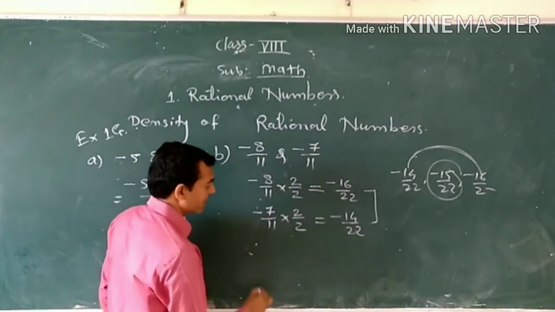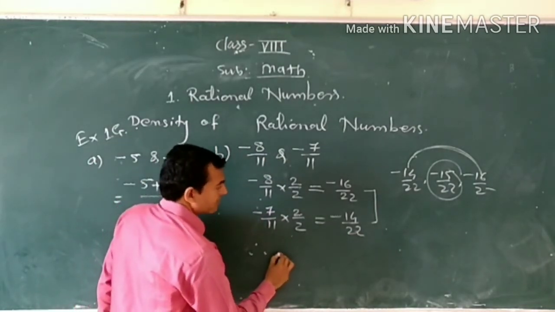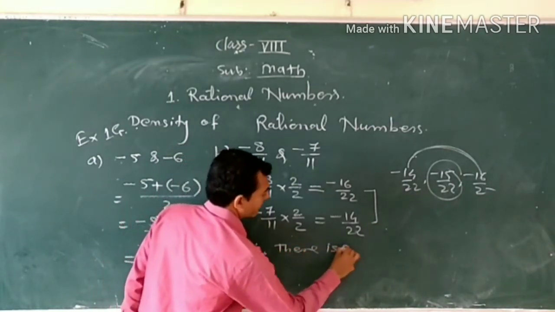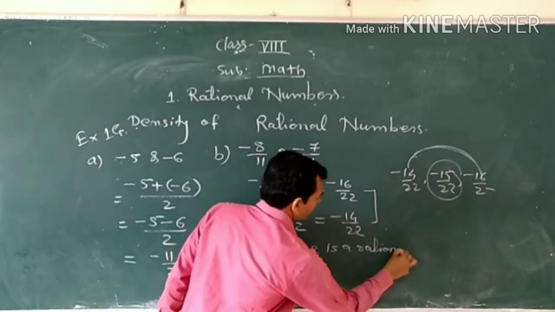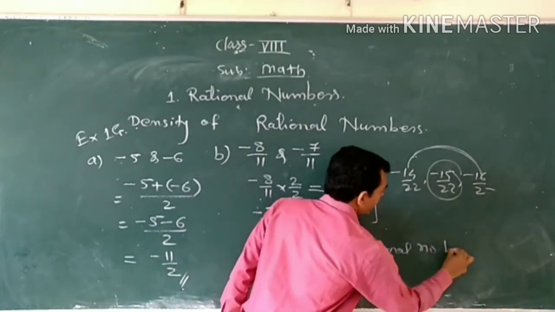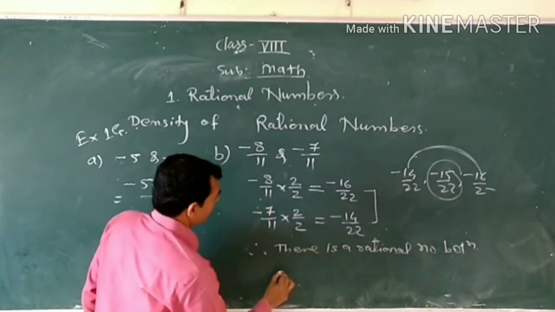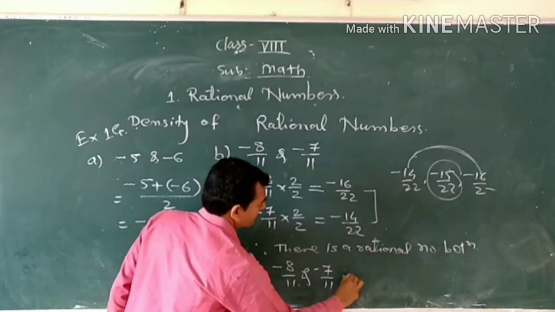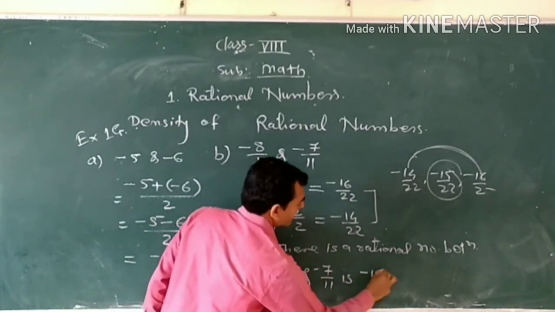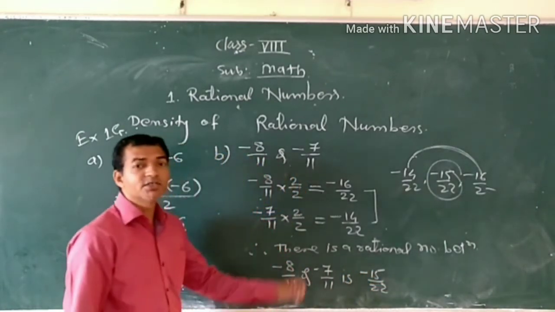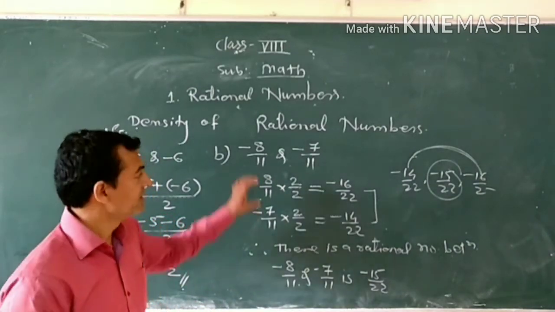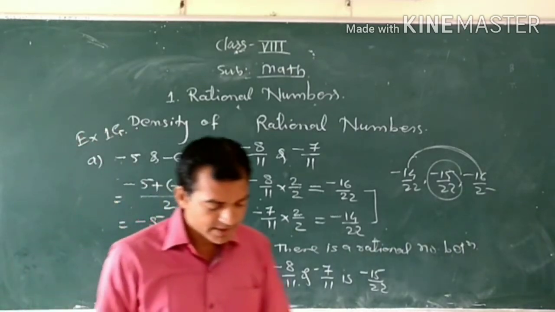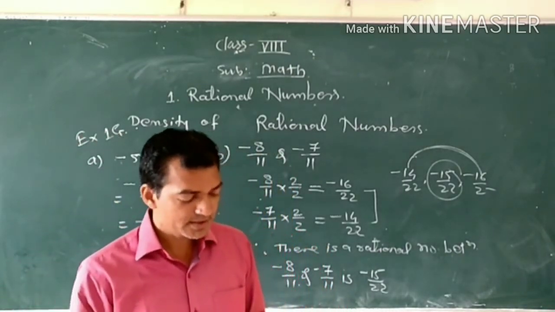So therefore, you can write here: there is a rational number between -8 by 11 and -7 by 11, which is -15 by 22. So like this you have to find the rational number between these two rational numbers. Okay, understood? Now next one, question third, C.